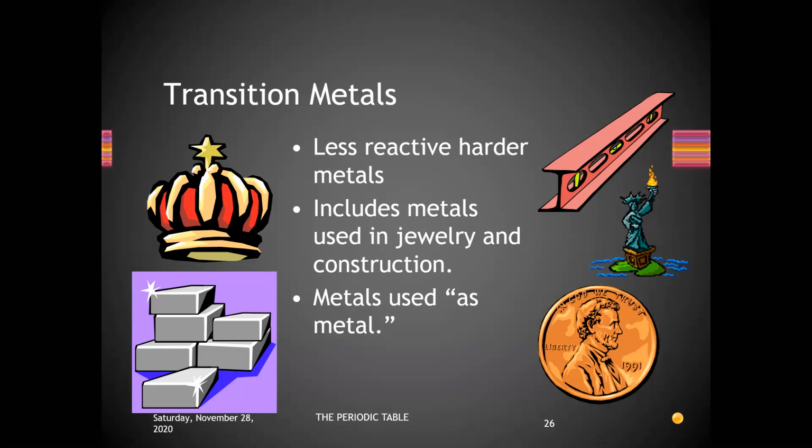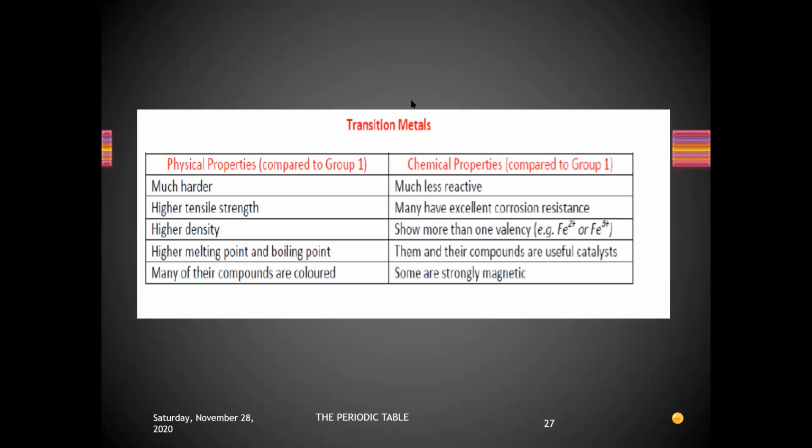Then the last part of this, the transition elements or transition metals. They are less reactive, and they're harder. These are also known as typical metals used to make even jewelry or ornaments.